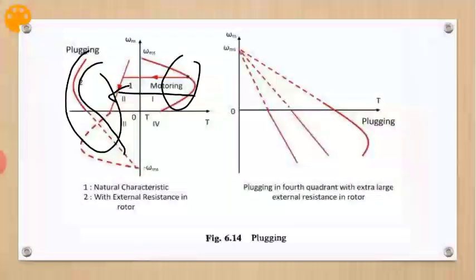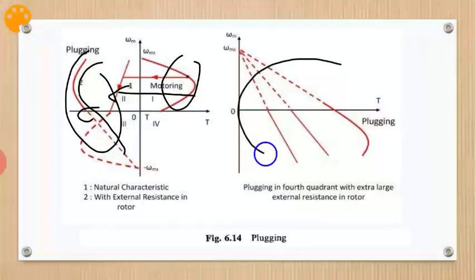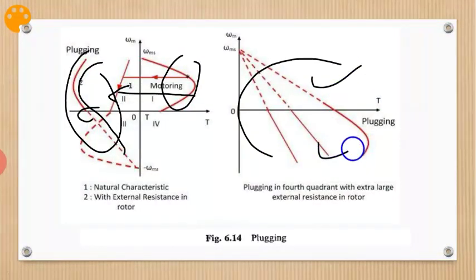If you look here, we will get more torque here in plugging. So plugging in the fourth quadrant with extra large external resistance in the rotor. If you add extra large external resistance in the rotor, we will move from this quadrant to this quadrant. Okay, fine.